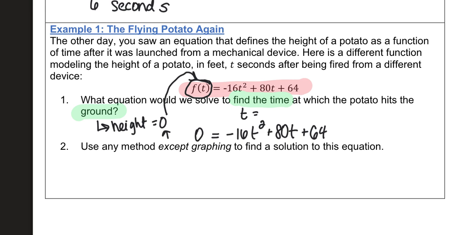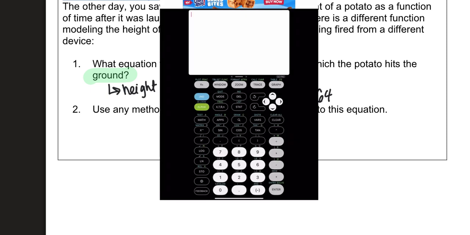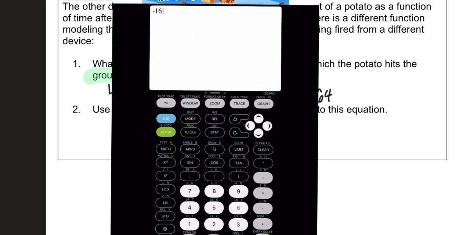To find this, we can look at plugging in some different values for t. I'm going to go ahead and do that on the calculator. We're just looking for any values of t that we could plug in to see how close we can get to 0. So we have our equation, and we're going to plug in some different values of t. I'll start by picking 3. Then we have plus 80 times 3 plus 64. That gives me a height of 160, and we're trying to get that height to be 0.